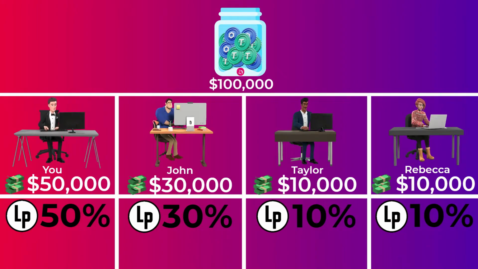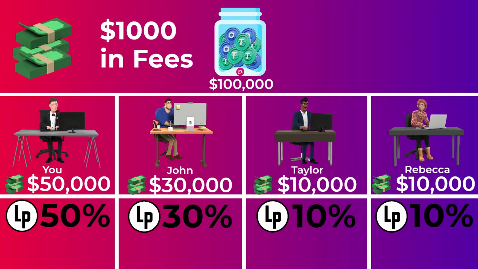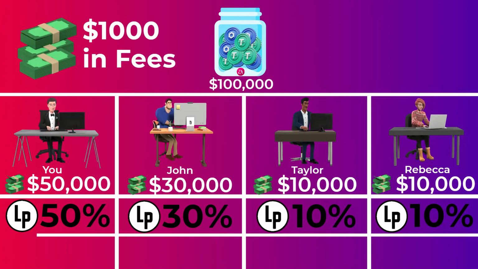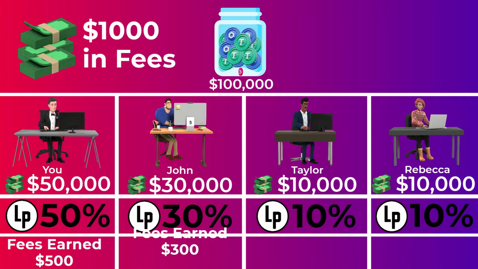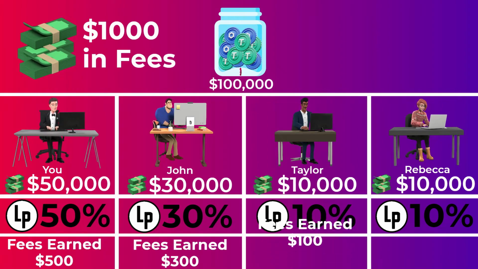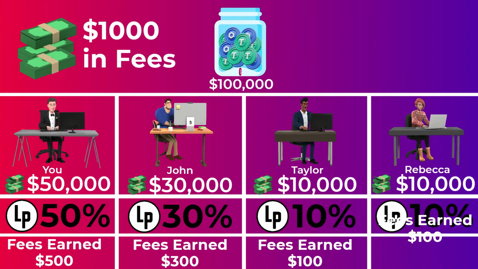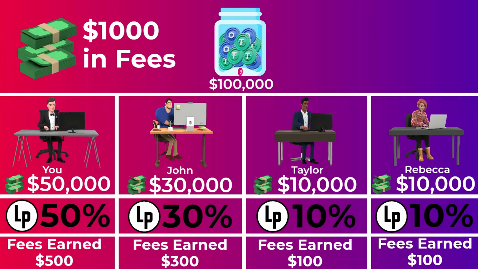If during a month, the pool collected $1,000 in fees, then you will get 50% of these fees, which equals $500. John will get $300, Taylor will get $100, and Rebecca will also get $100.